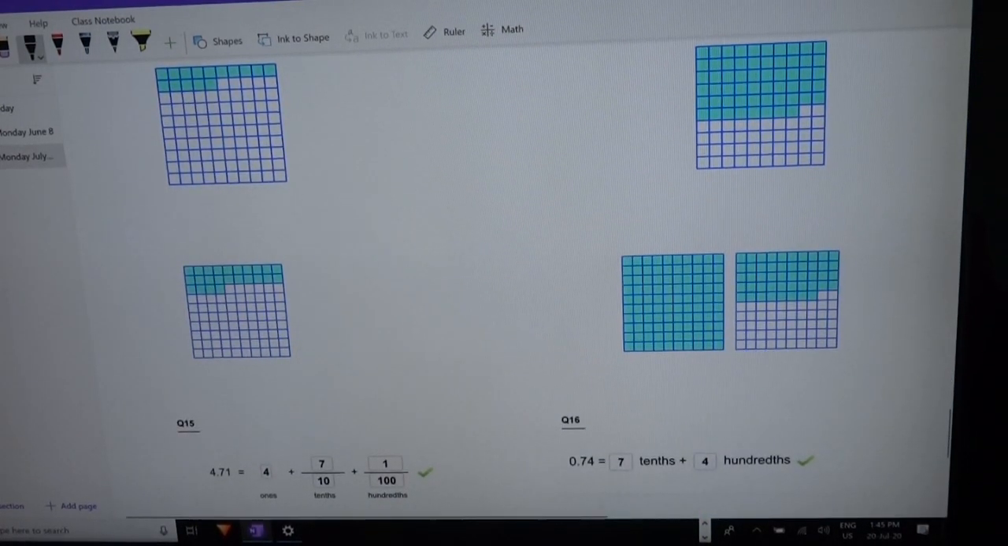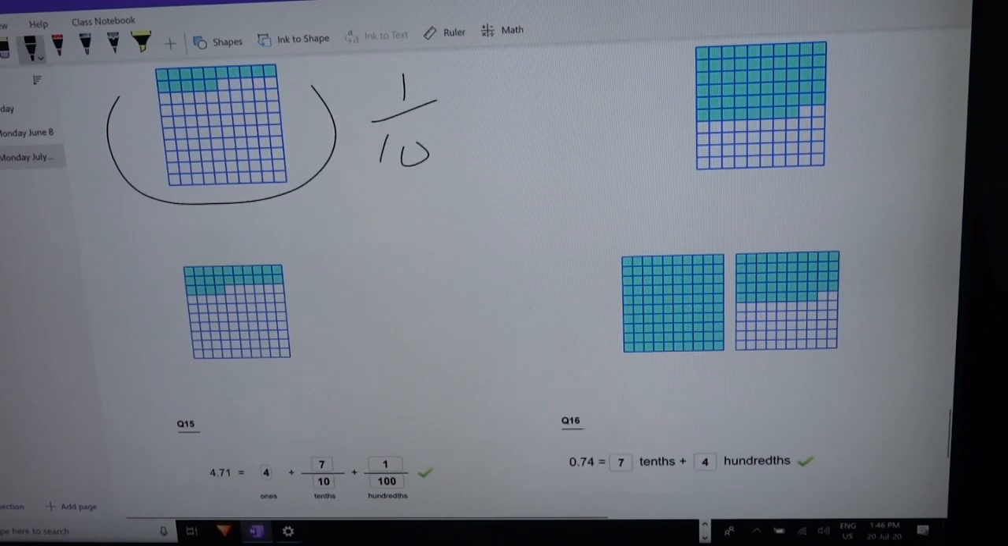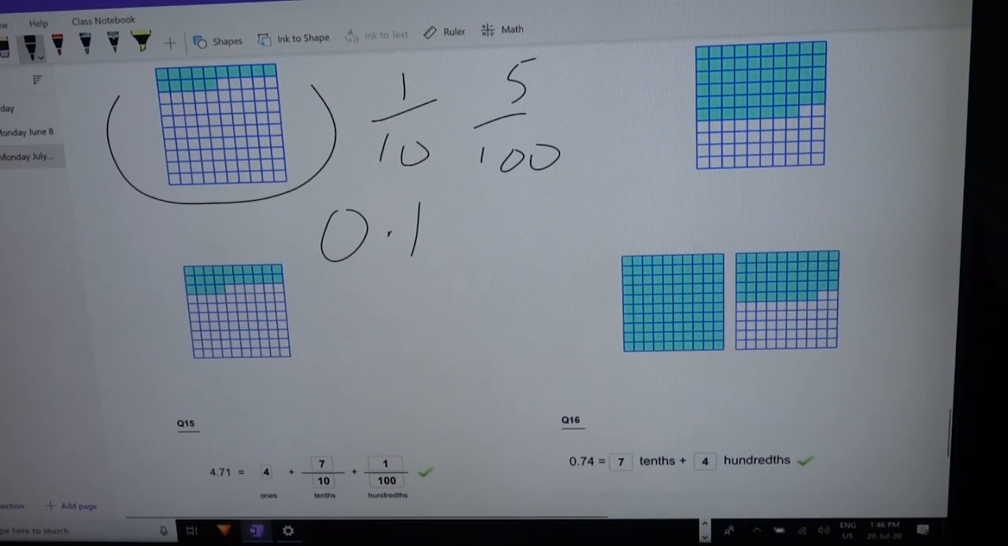If you look at these problems here, in this first problem, I've got a whole row and then 5 more. So I've got 1/10 and I've got 5 hundredths. So I could write that as 0.1, 1 for the 1/10 and 5 for the 5 hundredths, 0.15.